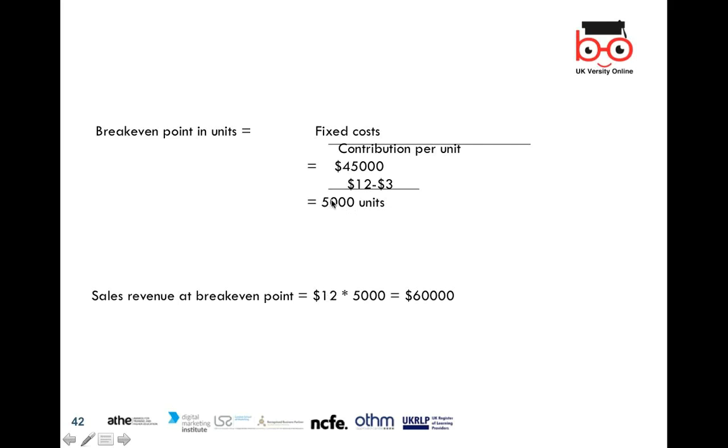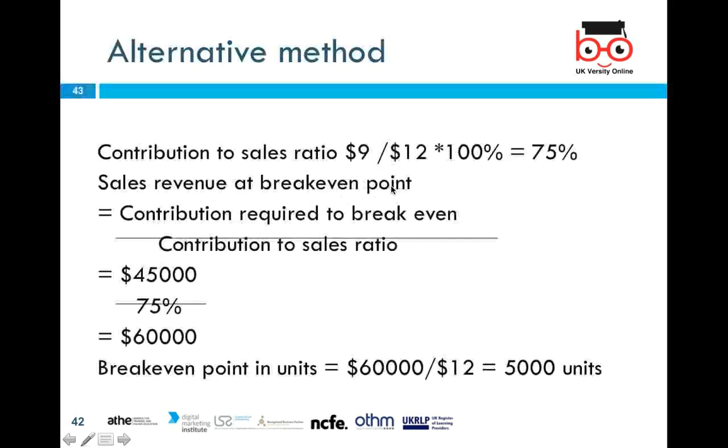So if you have the units and you have a selling price per unit, then you multiply the units by the selling price, and you get the sales revenue at the break-even point. So there are two types of break-even point: in units and in sales. Before that, you need to know about the contribution per unit, and contribution per unit is calculated by the selling price less variable cost per unit.